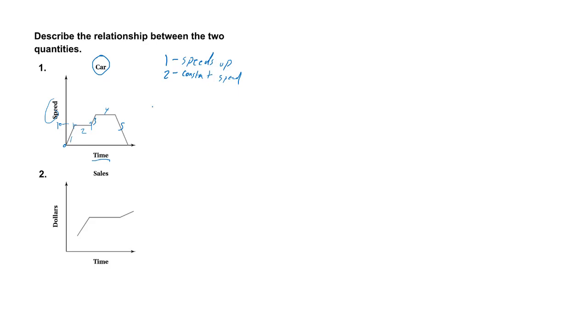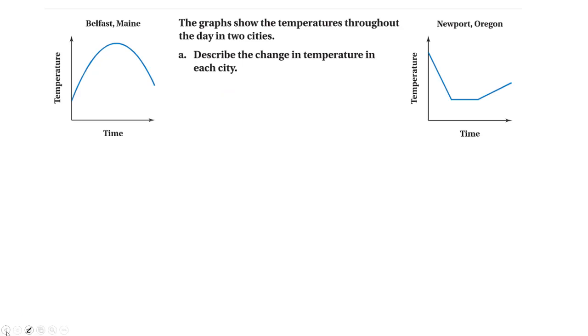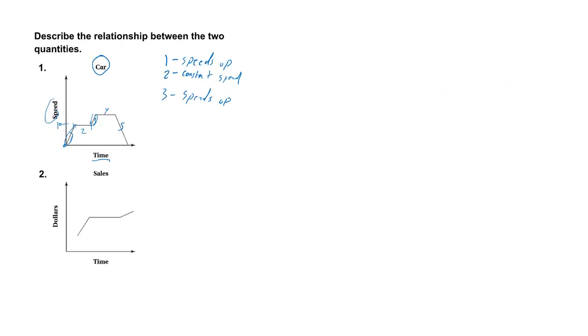And then on section 3, it speeds up again. Now, I want to mention something. On this section it sped up, and on this section it sped up, but it sped up at a constant rate. And what I mean by that is it got a little bit faster, got faster by the same amount each time, right? These are straight lines.